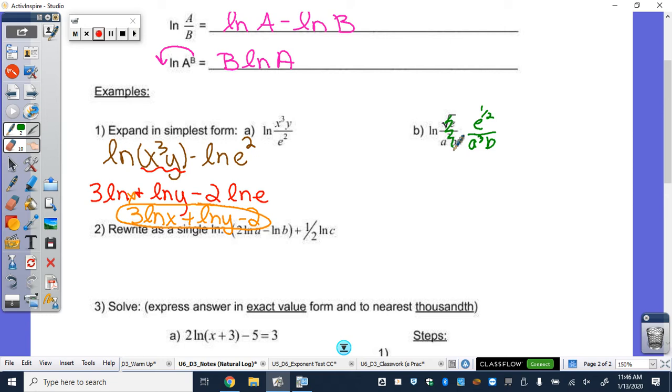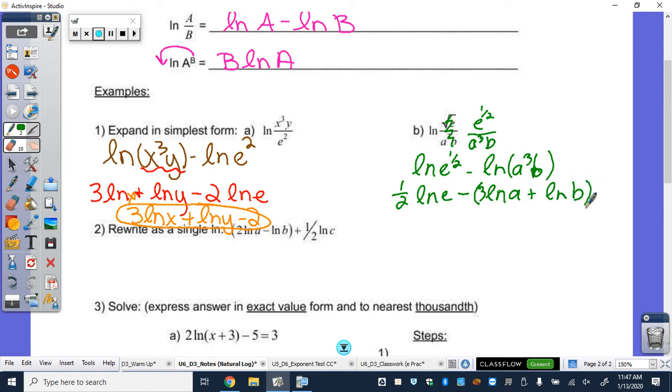So b, again, I'm going to rewrite that to get rid of my square root sign. I mean, not really getting rid of it, just rewriting it as e to the 1/2 instead. So numerator minus the ln of the denominator. So e to the 1/2 minus the ln of a cubed b. So our 1/2 comes in front. We have 1/2 ln of e. Remember, this denominator, we need to put it in parentheses. So it'd be minus parentheses 3 ln of a plus ln of b.